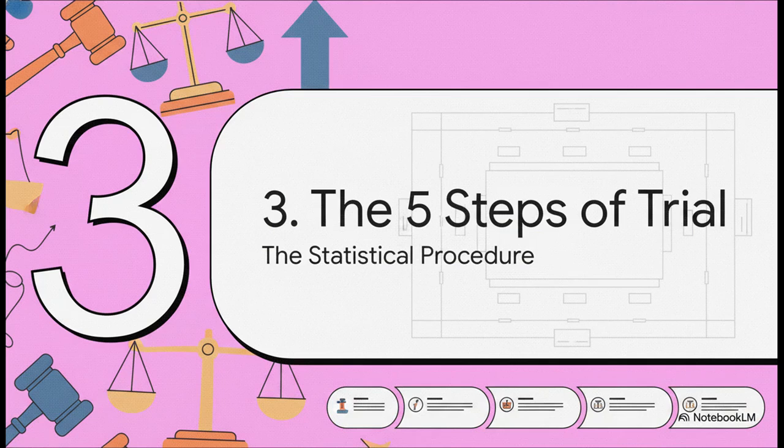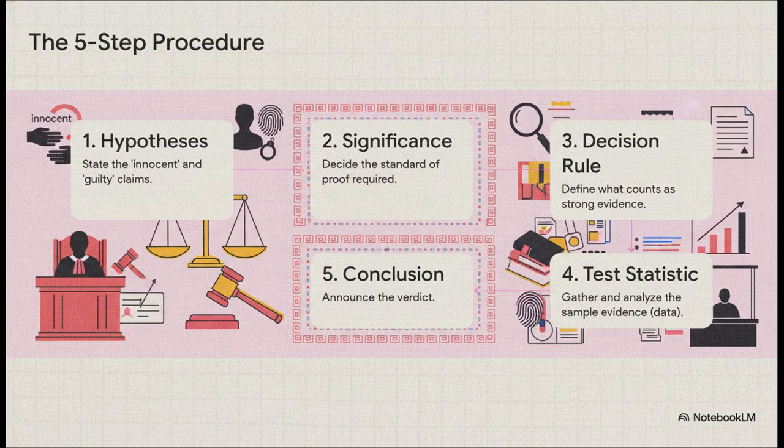Okay, so we've got our defendant and we've got our prosecutor. Now it is time for the trial to begin. And this isn't just some free-for-all. Hypothesis testing follows a really clear 5-step procedure to make sure everything is handled fairly and that the final verdict is solid. It goes like this. First, you state your hypotheses. Basically, what are the innocent and guilty claims? Second, you decide on the standard of proof. How strong does the evidence really need to be?